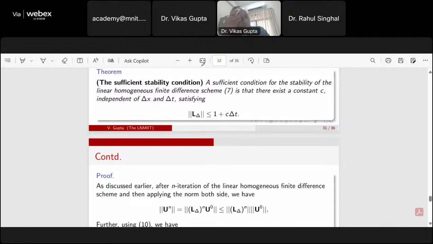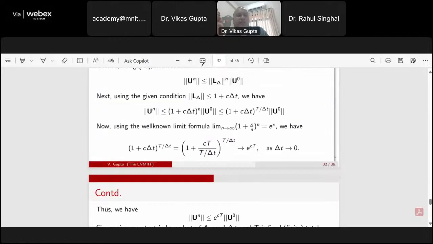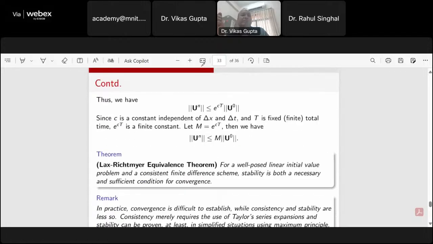So if for our associated coefficient matrix, we are able to show that in any matrix norm, that matrix is bounded by that kind of quantity 1 plus c delta t, then definitely your scheme, linear finite difference scheme, will be stable.